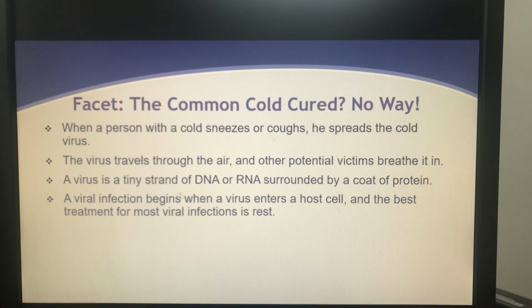A virus is a teeny strand of DNA or RNA surrounded by a coat of protein. And then a viral infection begins when a virus enters the host cell, and the best treatment for most viruses is rest. I told you guys before, when we talked about viruses in the bacteria chapter, viruses hang on to good cells, and they inject lethal substances into them, and it ends up killing those host cells after that cell duplicates the virus for them.